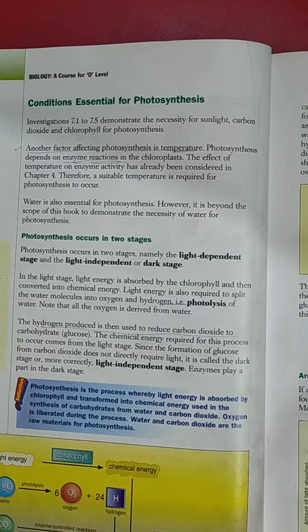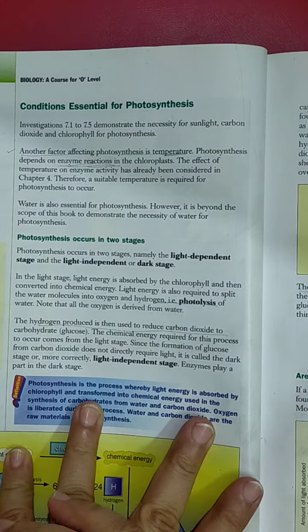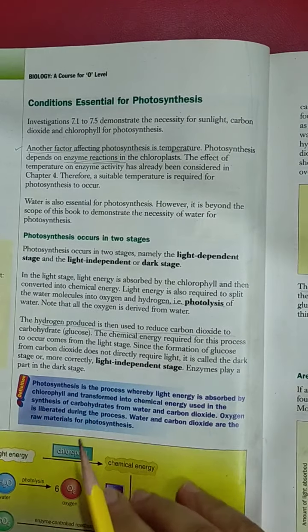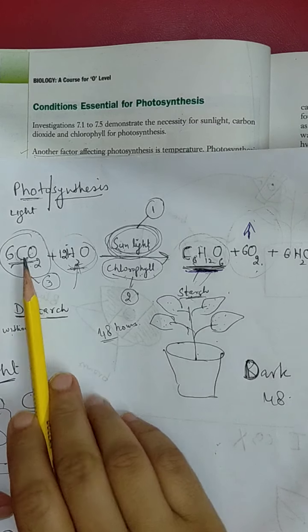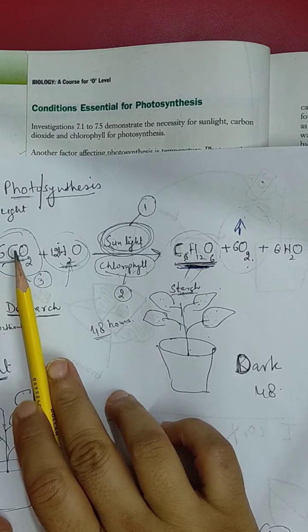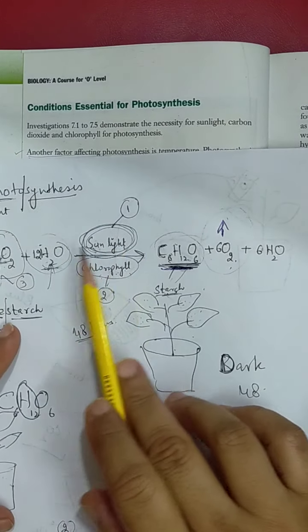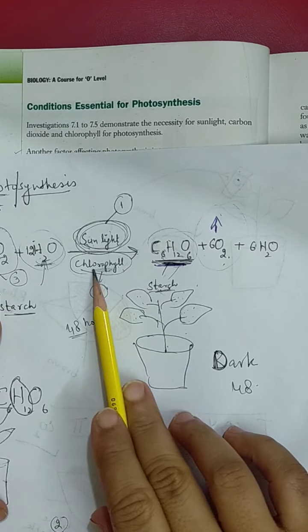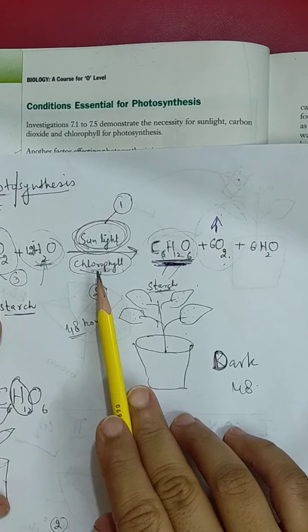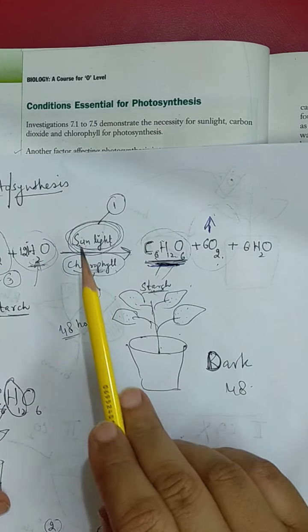Now we have read here the conditions essential for photosynthesis, so we read about all the factors. For example, we have read that carbon dioxide is compulsory during photosynthesis. Its presence is a must, because if carbon dioxide is present, it will combine with water, and all this process will take place in the presence of sunlight and in the presence of chlorophyll, which is the green matter present inside the leaves. So these are the essential factors or essential components for photosynthesis.